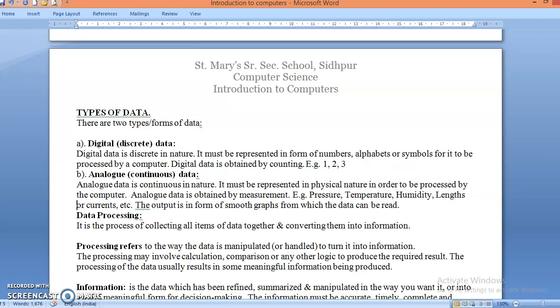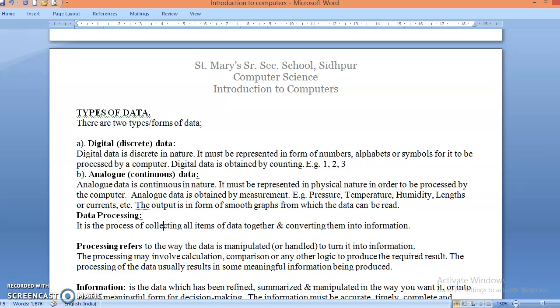Any extracted form of data like pressure, temperature, humidity, length, or current are examples of analog data that we can feed into a computer, where such data can be processed and read by the computer, and then it will make some sense for the user.